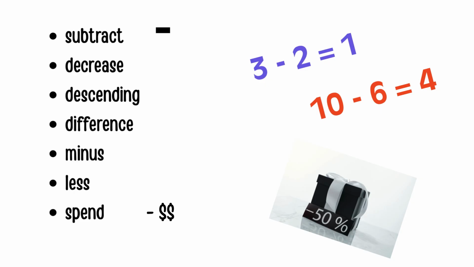When you see this sign that looks like a dash, it means we're going to subtract or take away numbers. The words listed here include subtract, decrease, descending, difference, minus, less, and spend. It always means that you're going to take away an amount from another number.